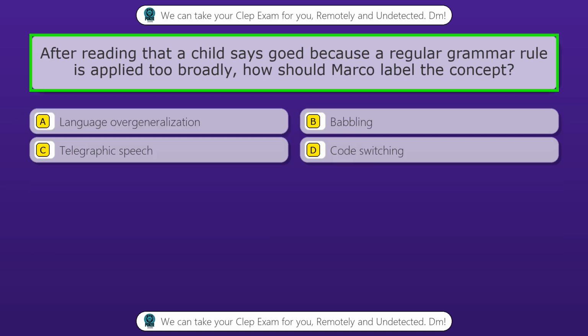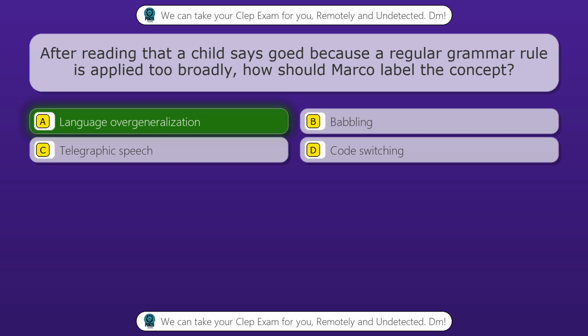Question 86. After reading that a child says "goad" because a regular grammar rule is applied too broadly, how should Marco label the concept? Option A, language overgeneralization. Option B, babbling. Option C, telegraphic speech. Option D, code switching. The correct answer is option A, language overgeneralization.